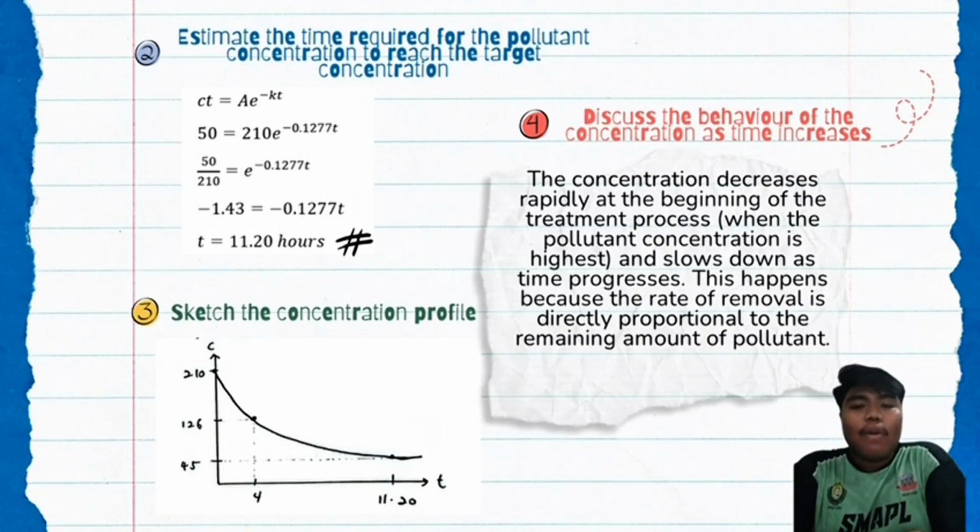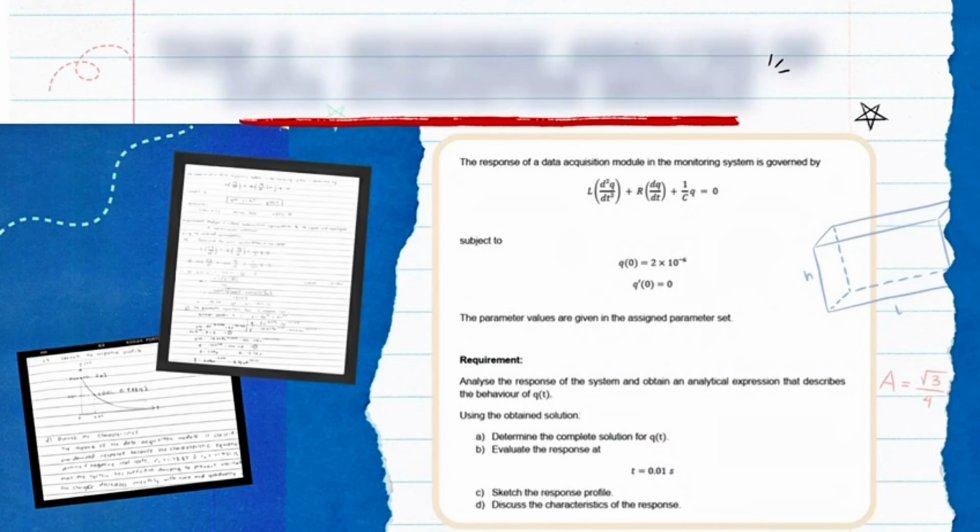Finally, in step 4, we analyze this behavior as the graph shows the concentration dropping rapidly at the start of the treatment and then slowing down as time progresses. This flattening curve occurs because the rate of removal is directly proportional to the amount of the pollutant remaining in the water.